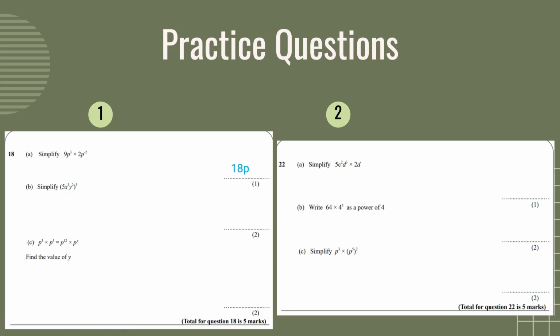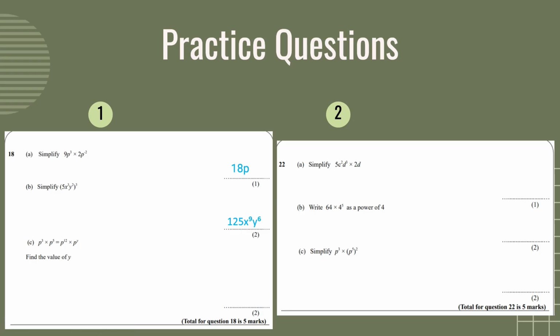In part B, we are asked to simplify 5x cubed y squared, all bracketed, to the power of 3. Here, we simply cube each individual part of the bracket separately, leaving us with our final answer 125 x to the power of 9, y to the power of 6.